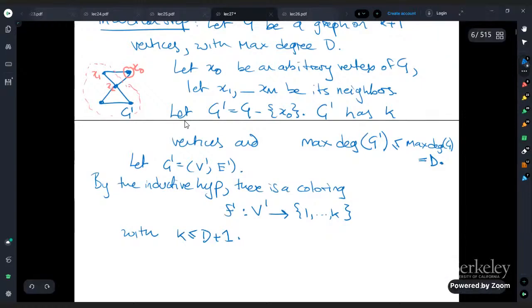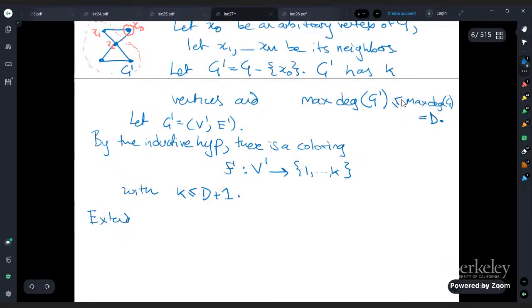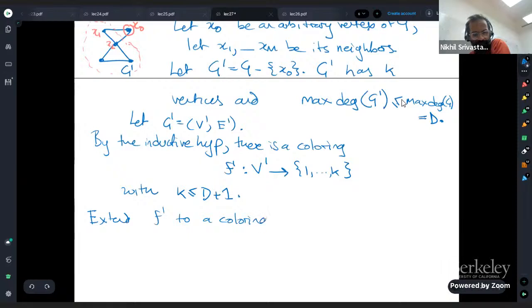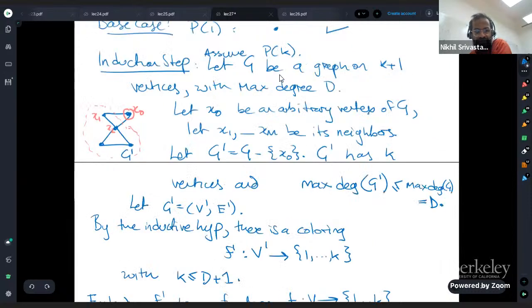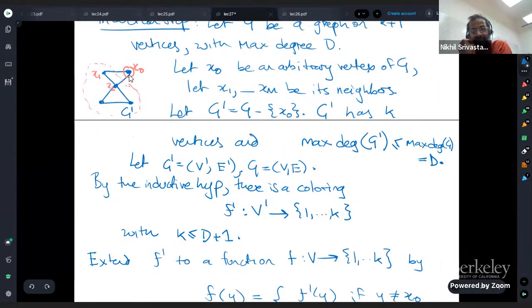Just color X with a new color. Color with a new color, yeah. Great idea, right? So extend F prime to a function. We don't know it's a coloring yet. It's a function F from V to 1 through K. So G has vertices V, E. Extend just means F of a vertex y is equal to F prime of y if y is one of the vertices in both graphs. But then there's this new vertex, and I have to color it some color that's different from the colors of all of its neighbors.